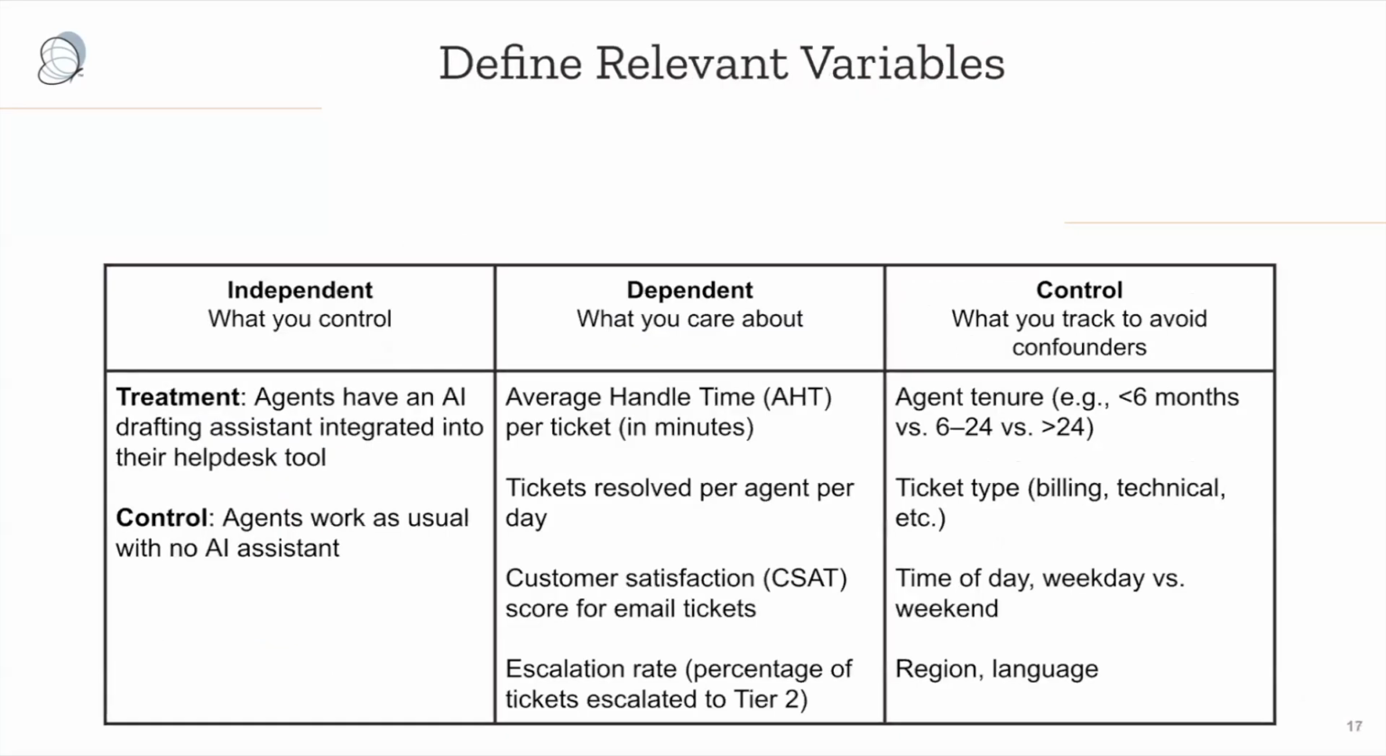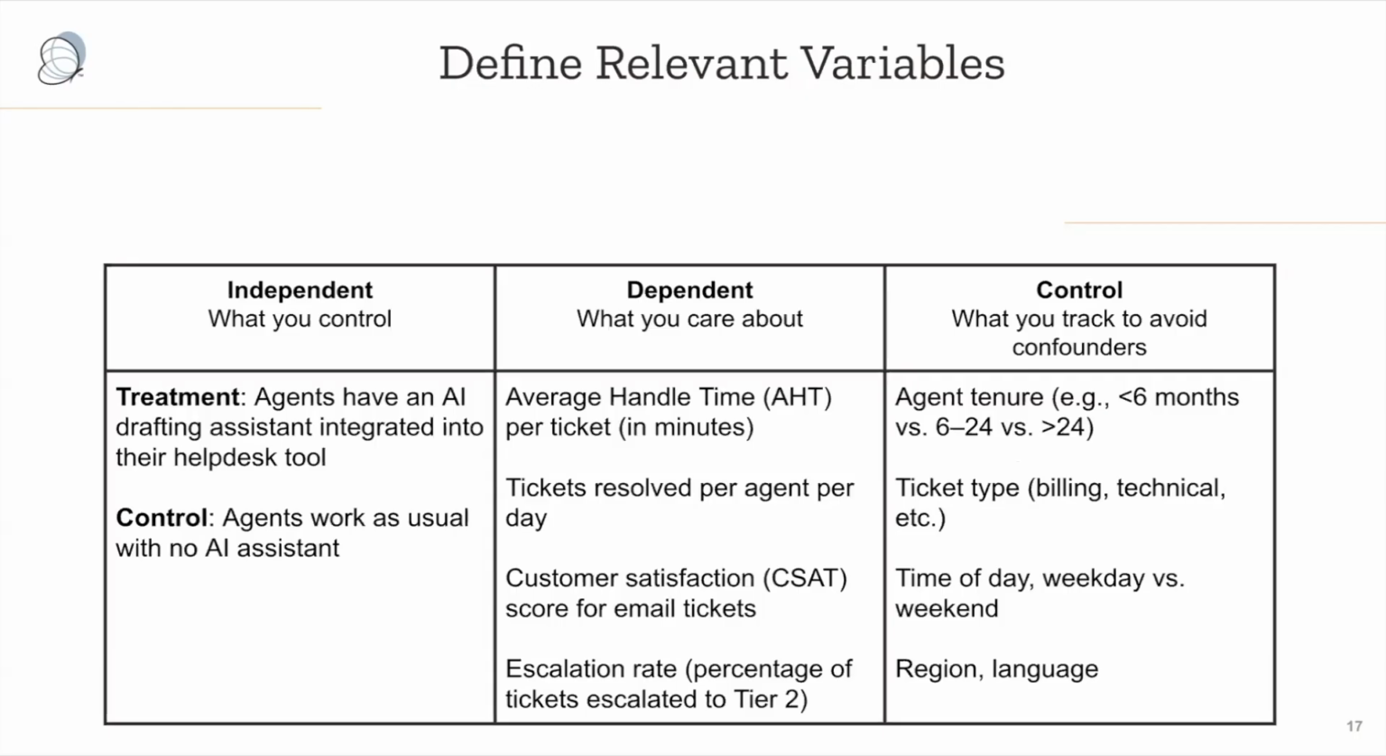So we're going to go through, I don't know, a four-step process here, where the first thing to think about is what are the relevant variables. In this case, there are three buckets to consider. One is the independent variable, and that's what you can control. So I can control whether a customer service agent has access to the drafting assistant. The treatment condition is you're going to get the drafting assistant. The control is you don't get it, right? It's just like when you're testing medications, some people get the medication, some people get a placebo.